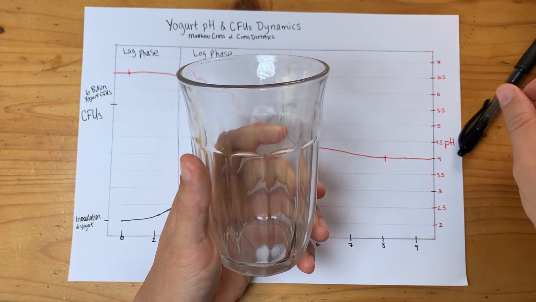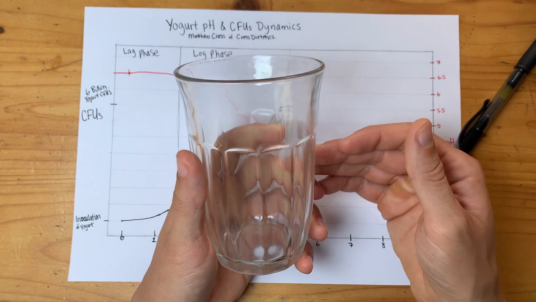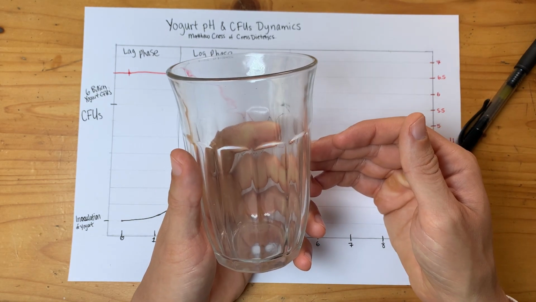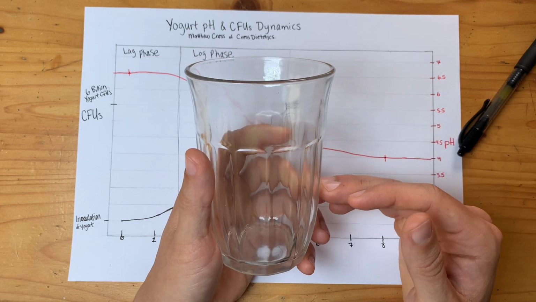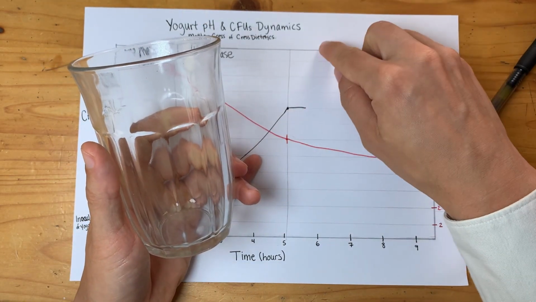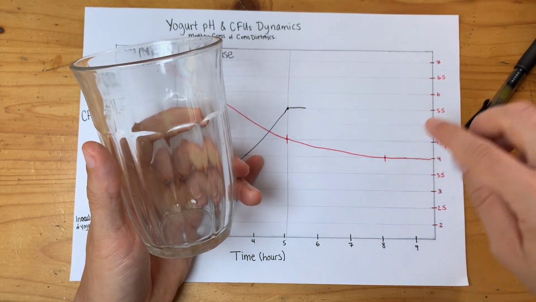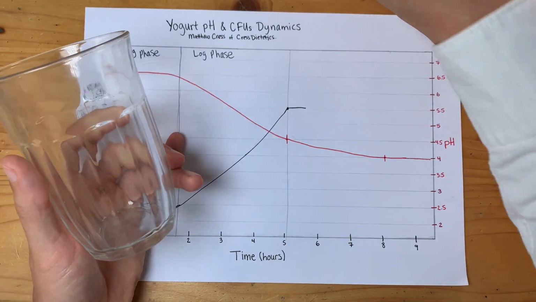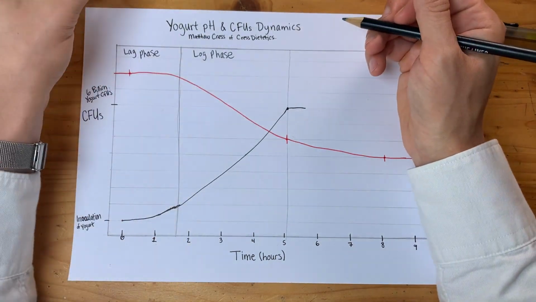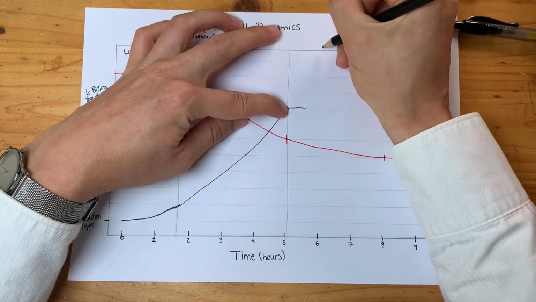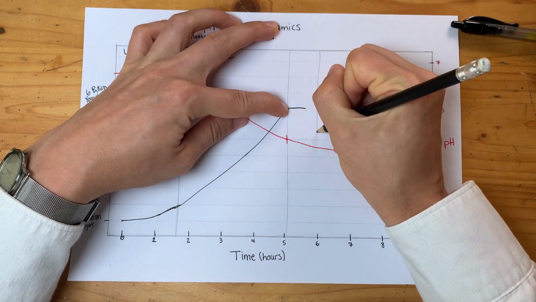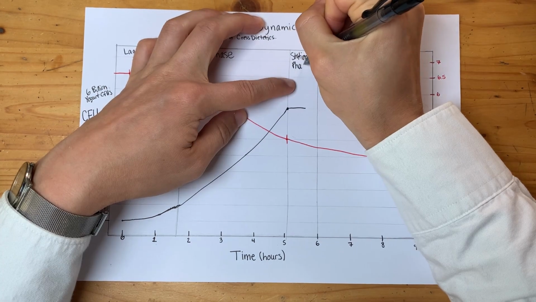And eventually, when they run out of food, they're going to hit what we call the decay phase or the auto-inhibition phase. But before that auto-inhibition phase, you're going to get a stationary phase. And that stationary phase is going to be about, let's say, if we hit 5 right here, let's say our stationary phase is going to be at about right here.